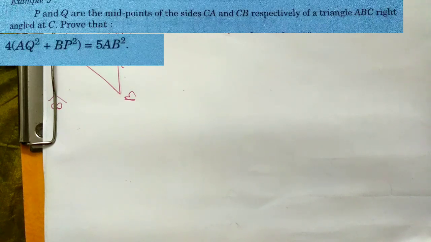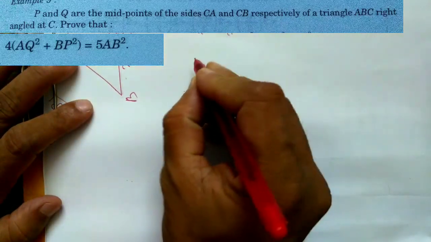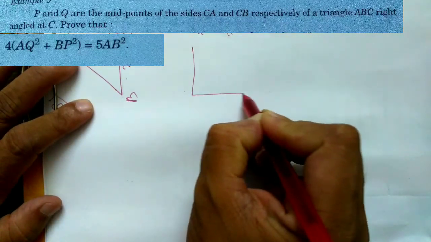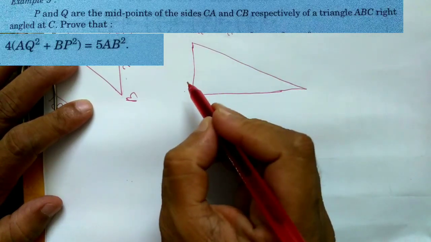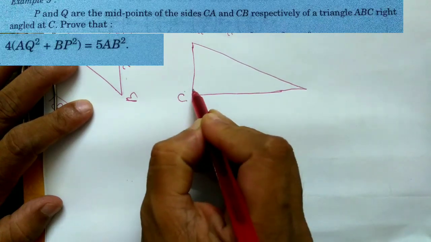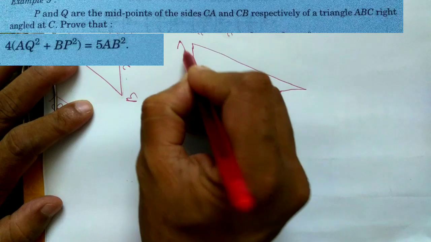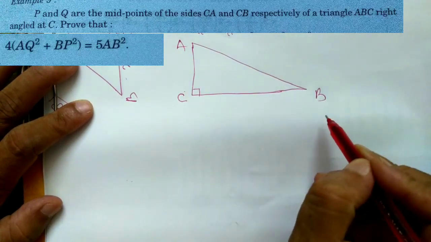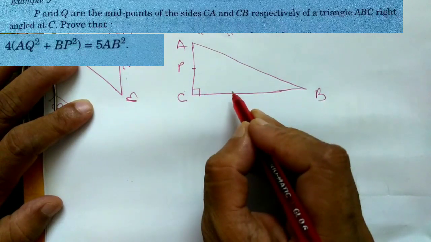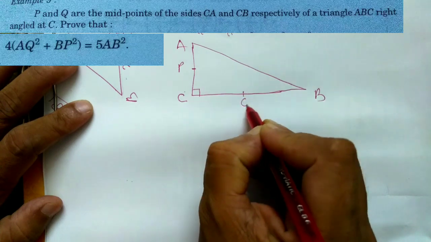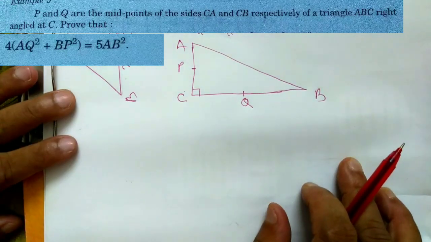P and Q are the midpoints of the sides CA and CB of a triangle ABC whose right angle is at C. Let us draw the triangle first. This is my triangle. Now it's given, where is the right angle? Yes, at C. So C is 90 degrees. So this is A, this is B. Now P is the midpoint of CA. This is P. And Q is the midpoint of CB. This is Q. Fine.